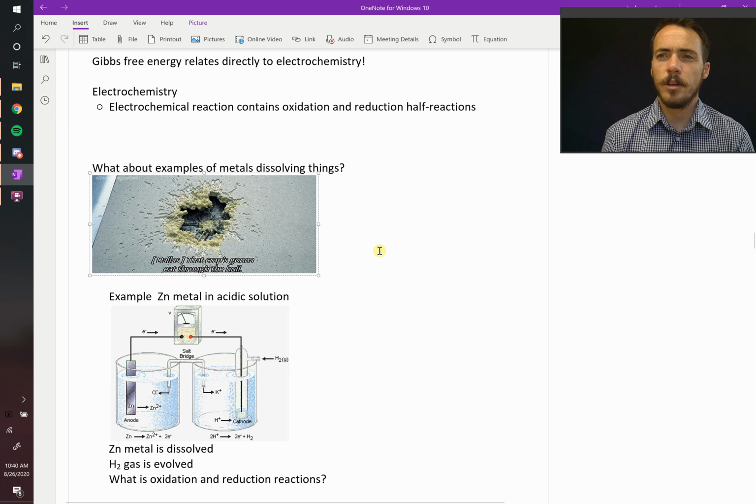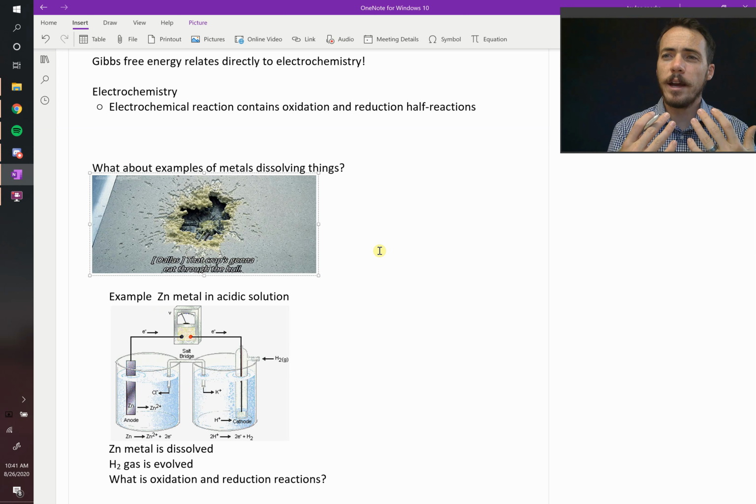We've just learned about Gibbs free energy. Now, why is this in a chapter about electrochemistry? What is electrochemistry? Well, it turns out they're related to each other. But before we get to that, let's first describe what electrochemistry is. Electrochemistry is any chemical reaction that contains the transfer of electrons, right?